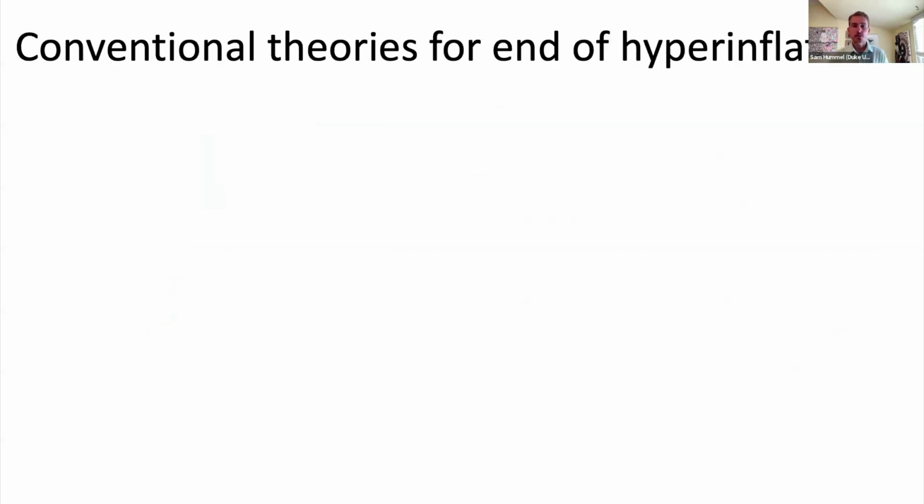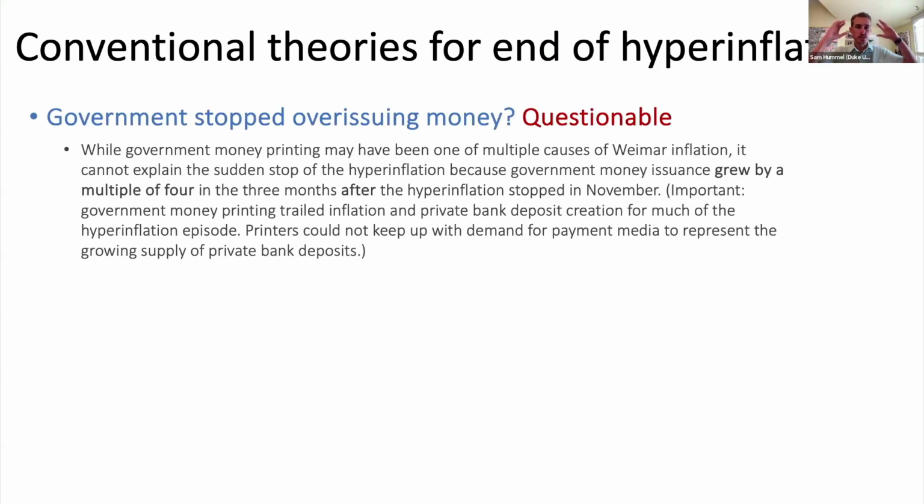So let's go back to those conventional theories for the end of inflation and say, could any of them explain this way that the hyperinflation ended? Did the government just stop overissuing money instantly? Well, actually, while the government money printing may have been one of multiple causes of the Weimar inflation, it cannot explain the sudden stop of the hyperinflation, because the government actually continued printing money after that point. The money issuance grew by a multiple of 4 in the 3 months after the hyperinflation stopped in November.